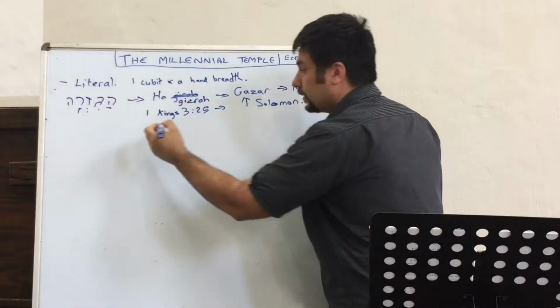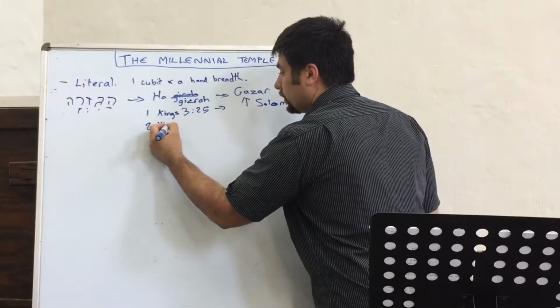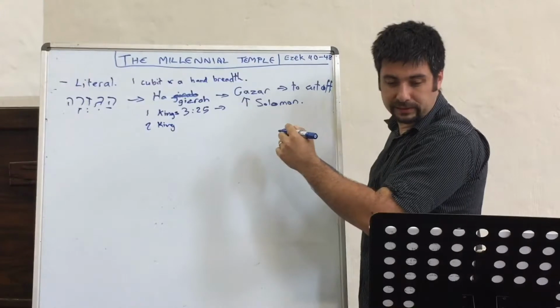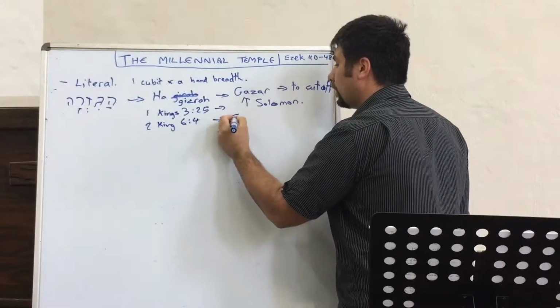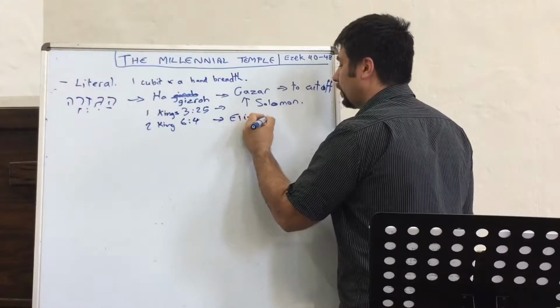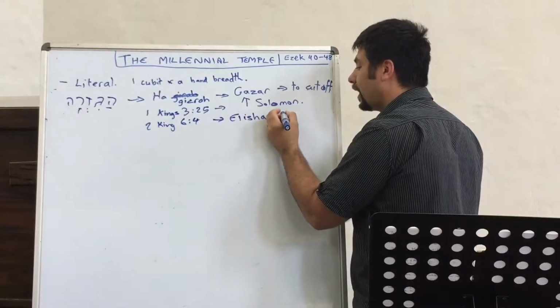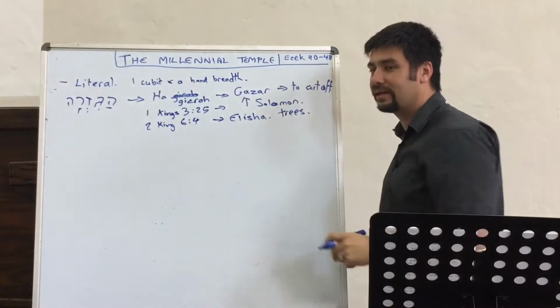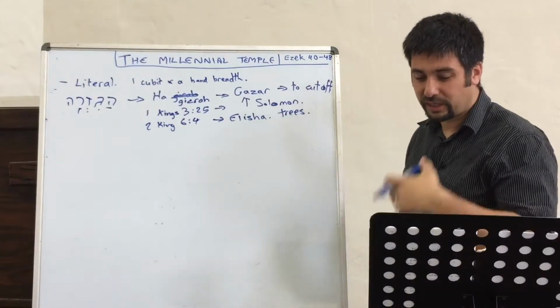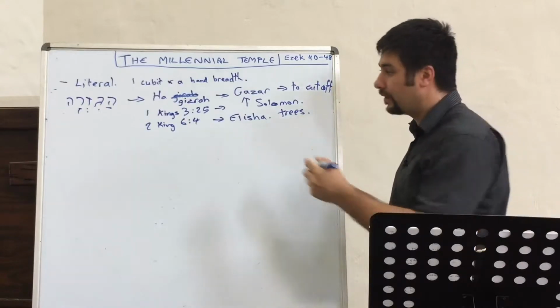2 Kings chapter, I think it's 6 verse 4. Time of Elisha. And the men go to a place and they cut down trees. Gazar, cutting down. So we've got cutting in two, cutting down.